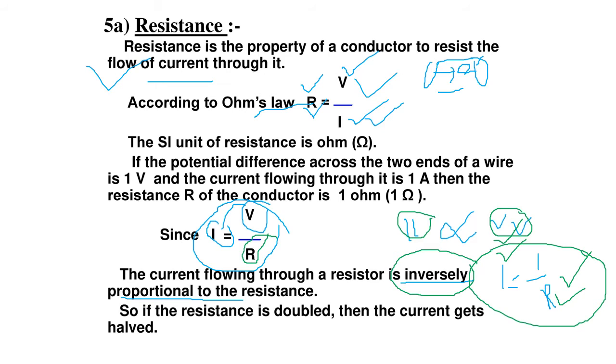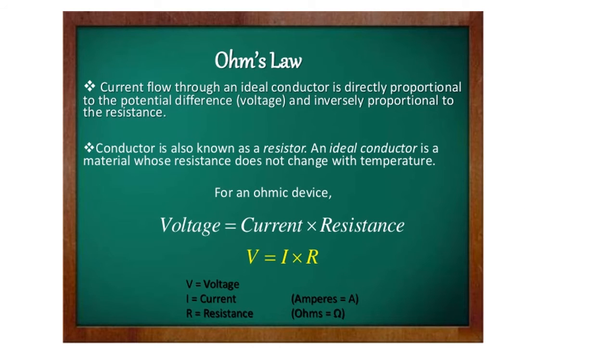So from the above formula, what we can learn is, when the resistance is doubled, that means the current gets half. When it is doubled, the current gets half. Again we are repeating the same. Current flowing through an ideal conductor is directly proportional to the potential difference and inversely proportional to the resistance.